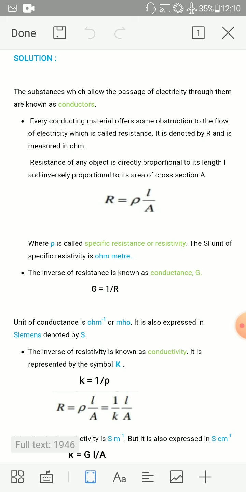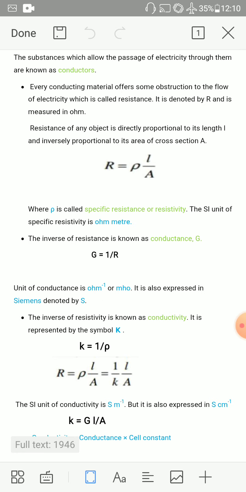Here rho is called specific resistance or resistivity, and the SI unit of specific resistance or resistivity is ohm meter. In the CGS system it is ohm centimeter. You have to remember that. Rho is specific resistance or resistivity.